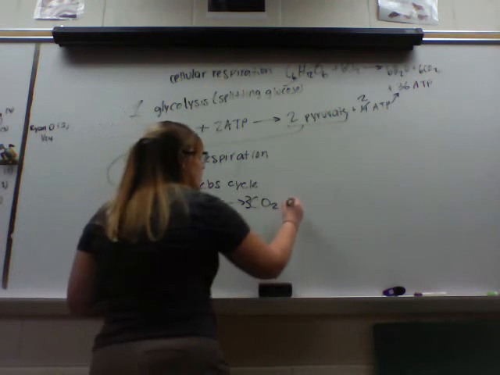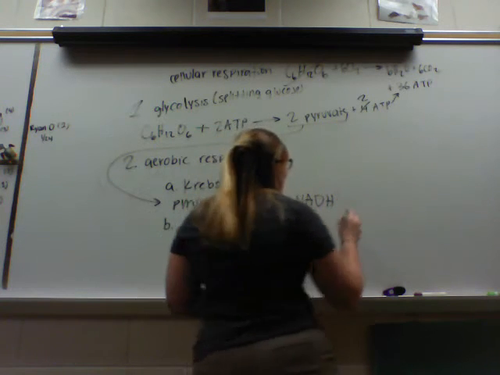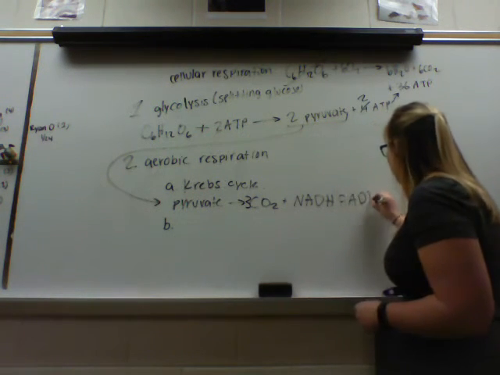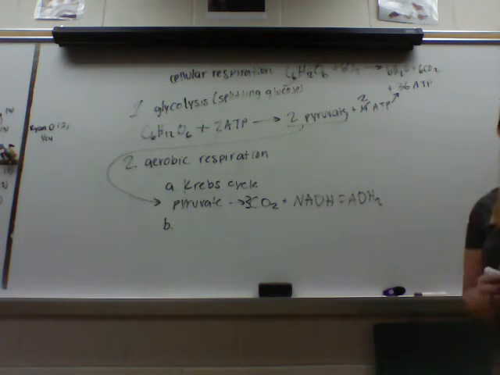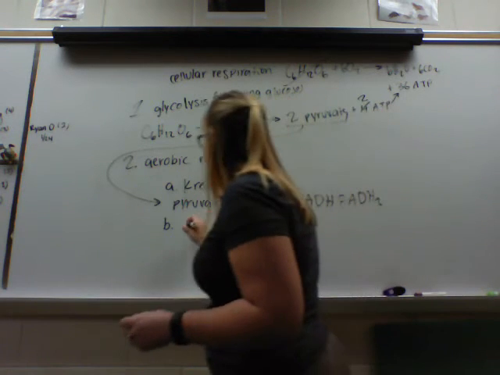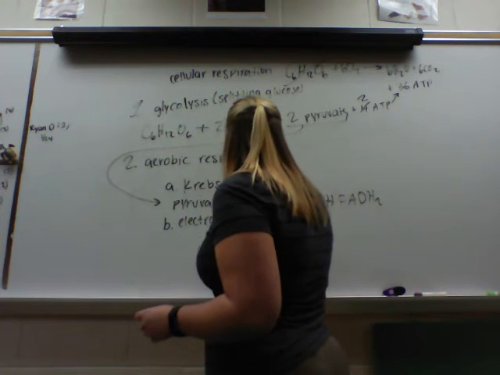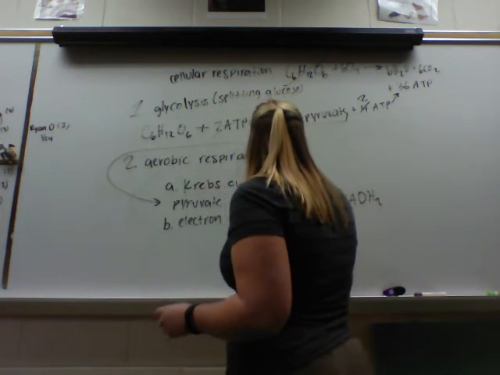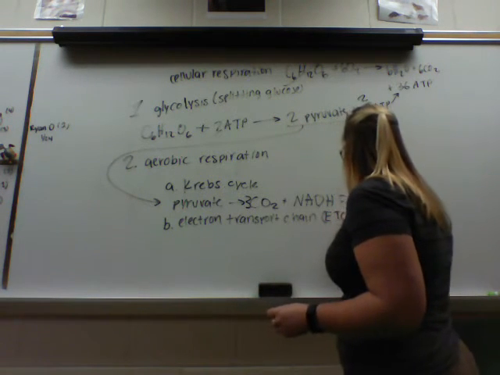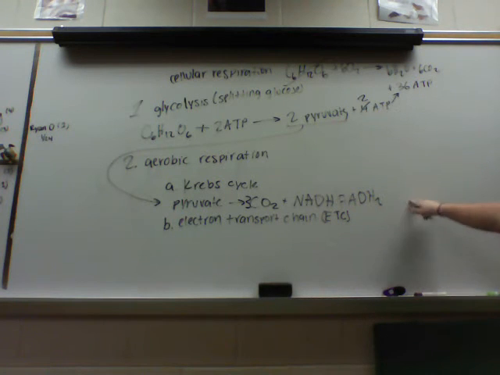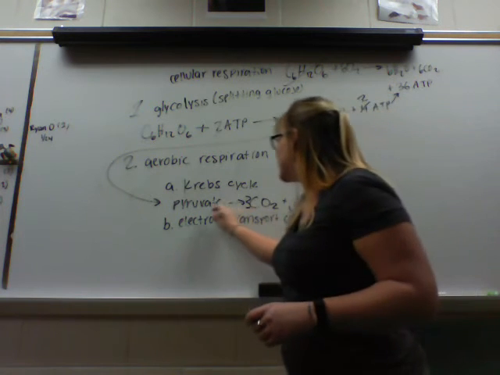The other things that I make in the Krebs cycle are NADH, there's no P, and FADH2. Those are intermediate energy molecules that move on to the next step of aerobic respiration, which is the electron transport chain, also known as the ETC. That's what I like to call it. But we're not done with Krebs cycle just yet. These 2 things are needed in order to start the electron transport chain.